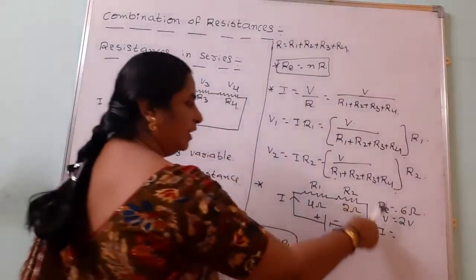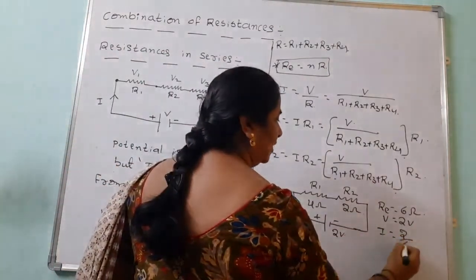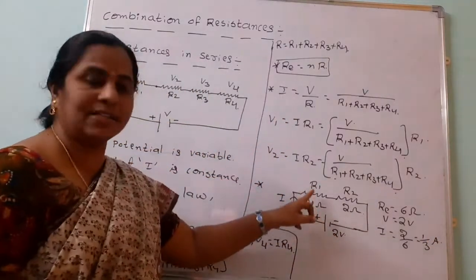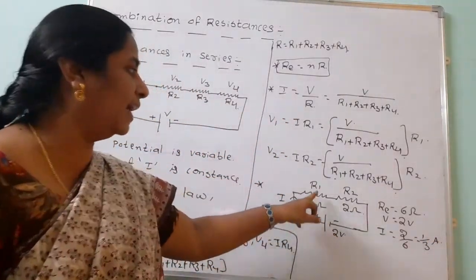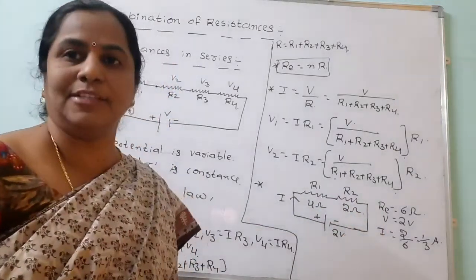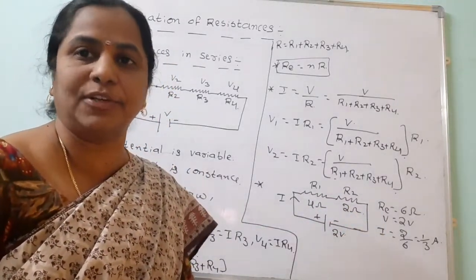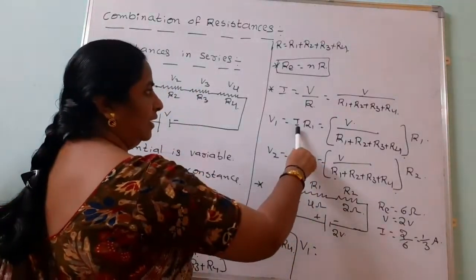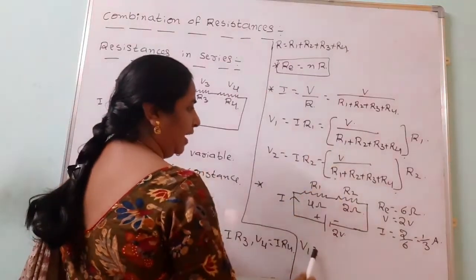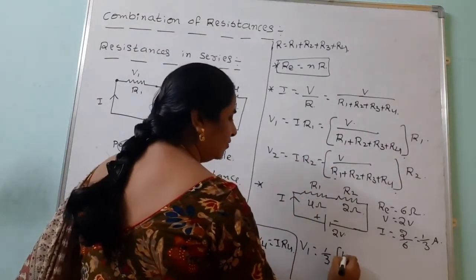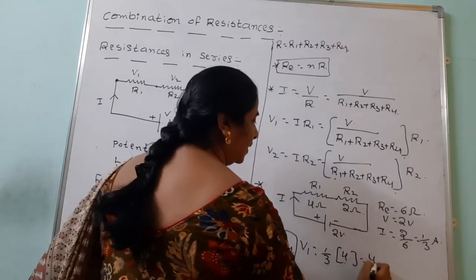The potential is 2 volts. Then how do we find the current? I equals V by the effective resistance, which is 2 by 6 equals 1 by 3 amperes. So across R1 the current is 1 by 3 amperes, and across R2 the current is also 1 by 3 amperes. But how do we find the individual potential in this case? V1 equals I into R1. I is 1 by 3 and R1 is 4 ohms, so V1 is 4 by 3 volts.